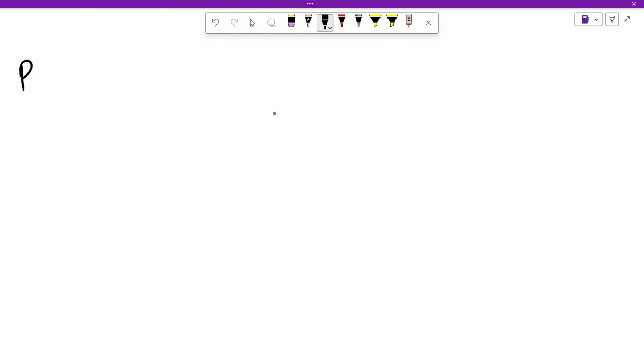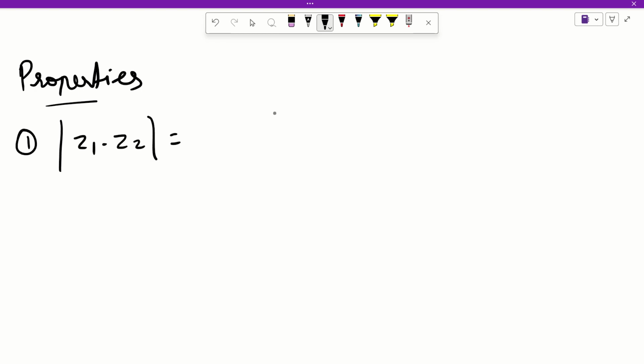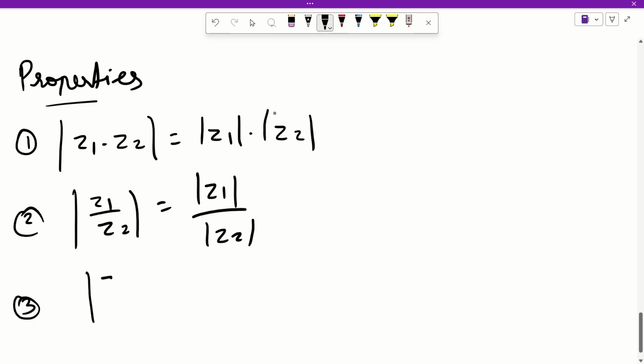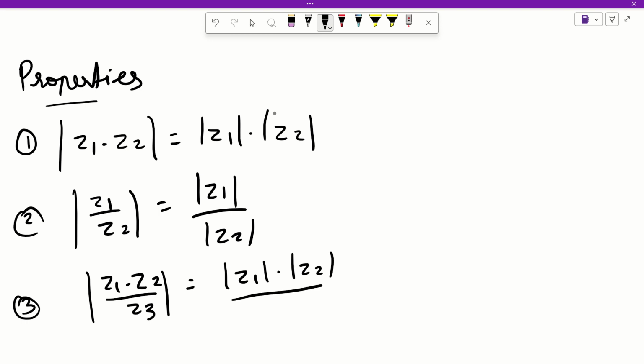Write the heading as properties. This first one: modulus of z1 into z2 is equal to mod z1 into mod z2. Second one: modulus of z1 by z2 is equal to mod z1 by mod z2. Third one: modulus of z1 into z2 divided by z3 is equal to mod z1 into mod z2 divided by mod z3.